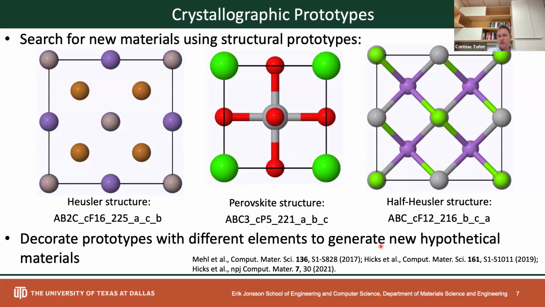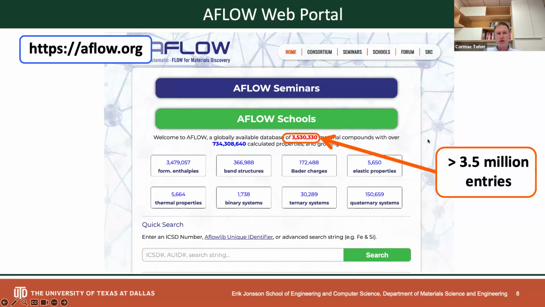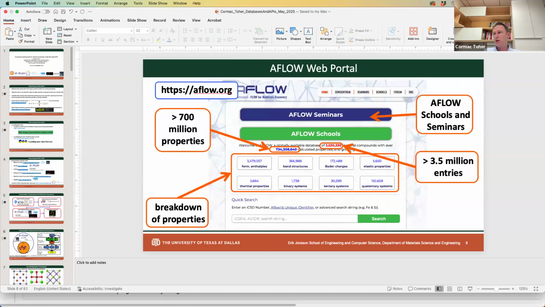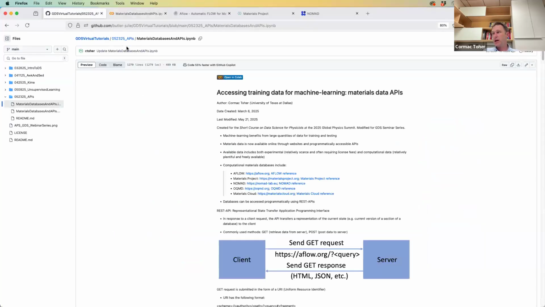Okay, so there's a few different databases, and the first one I'm going to go through is this AFlow database. To go through this, I'm going to exit out of this presentation. If you're following along, we're going to switch over to the Colab notebook.